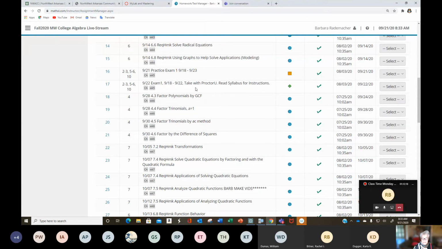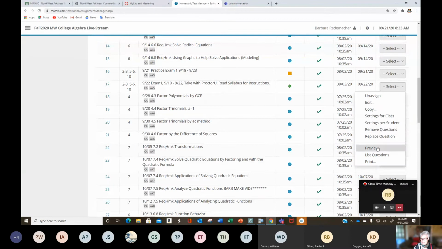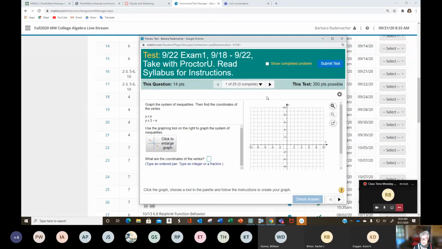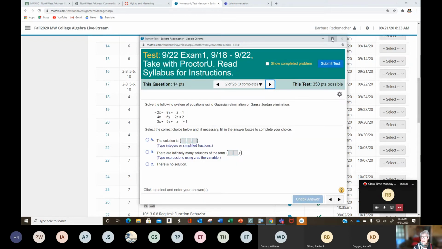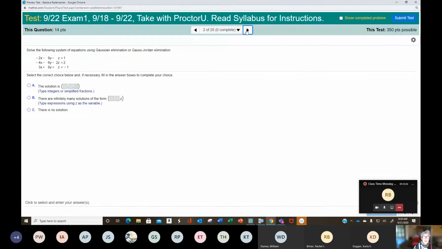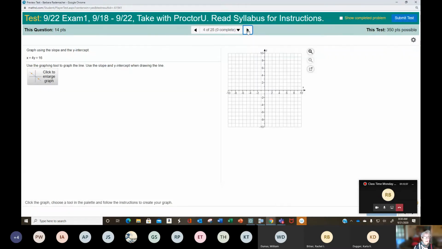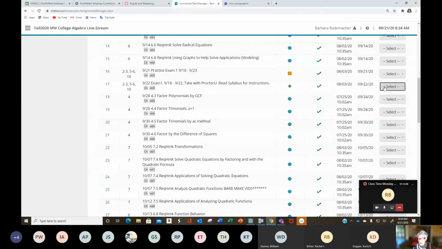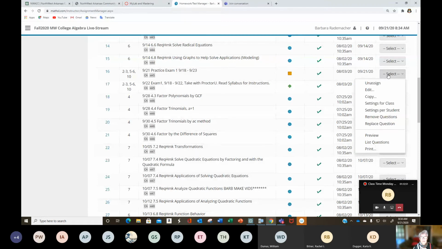On the exam, here, I'm going over the exam really fast. Speed of light, but I'm looking for something in particular. Ah, there is a perpendicular line question. Okay, that's what I wanted to see. There is a perpendicular line question. So, yeah, you have to be prepared for it.